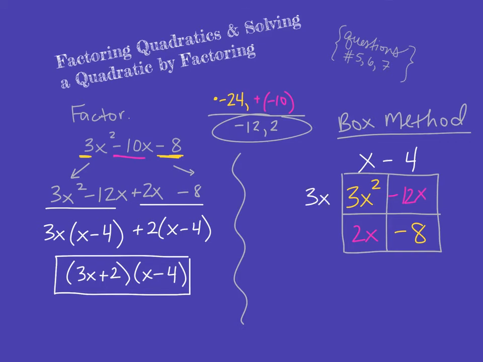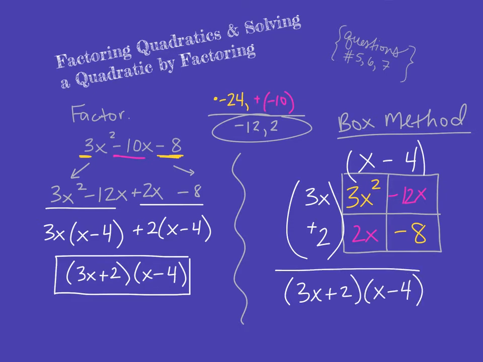And the GCF in the bottom row is just a 2, and it's a plus 2 because this is a positive term. The first term is positive. So these are our two final factors, 3x plus 2 and x minus 4. So the methods will give us the same answer. The box method is literally just doing this traditional method in a box.